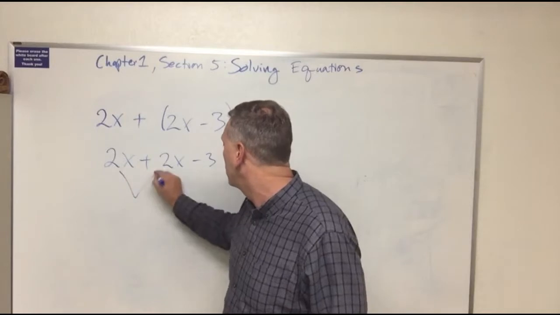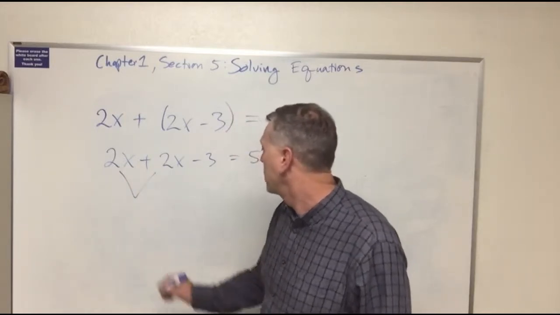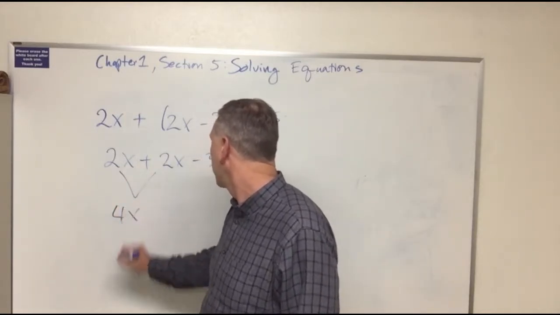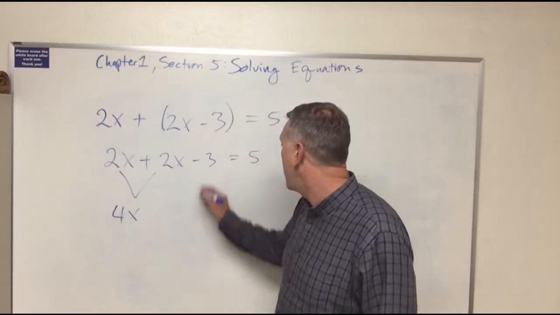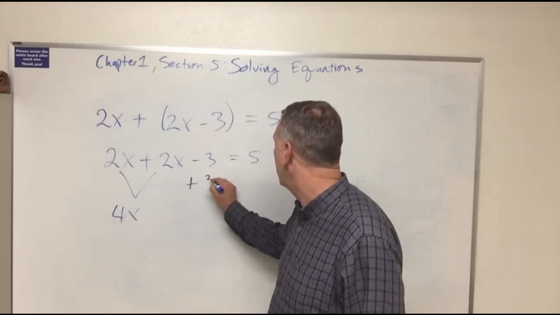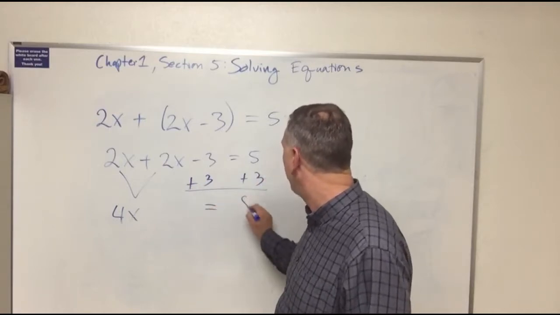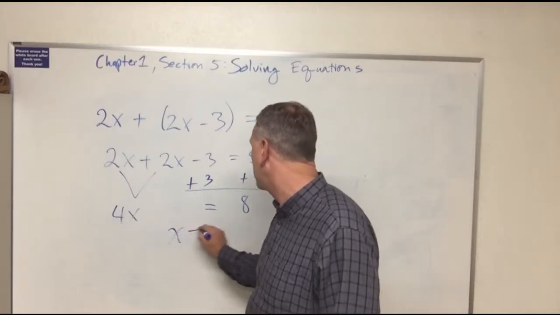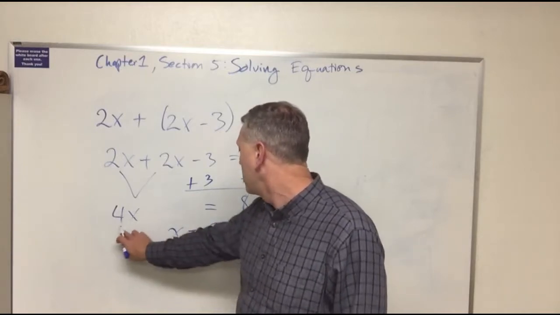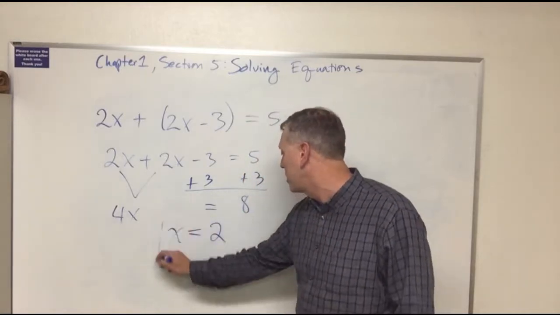Now you'll see that those two terms can be combined. I think there's 4x. And we can add 3 to each side. And that will leave us with 8. We'll have 4x equals 8. This means that x is equal to 2. Because if we divide 4 into both sides, we get x equals 2.